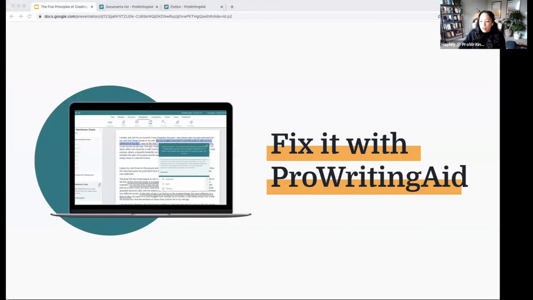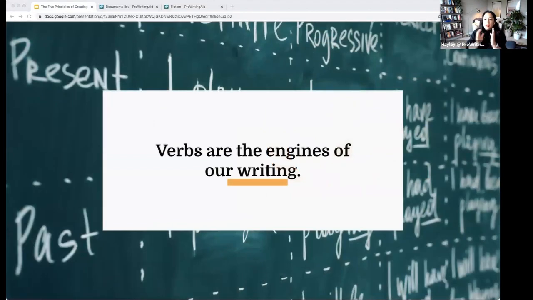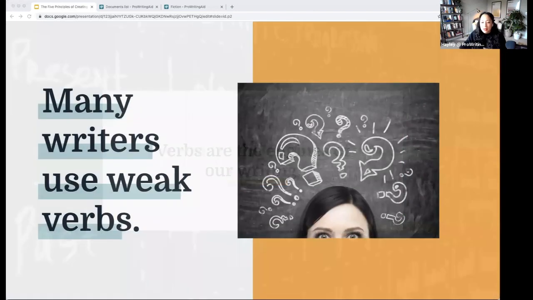Okay. So our third principle is to use powerful verbs. So we talked about subjects, we talked about sticky sentences. Now let's go into verbs. Verbs are the engines of our writing. They are what power our writing forward. They are what give action to our characters, actions to our stories. And unfortunately, a lot of times writers use weak verbs. They will either hide the verb or they will use adverbs to make the verb stronger.